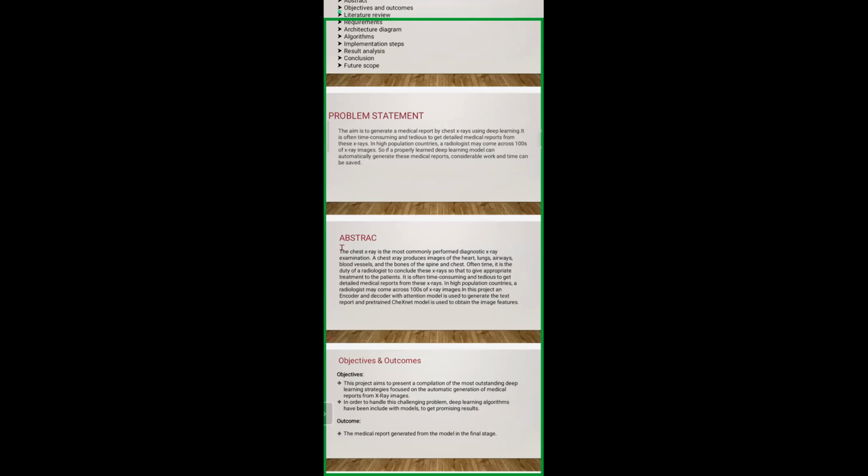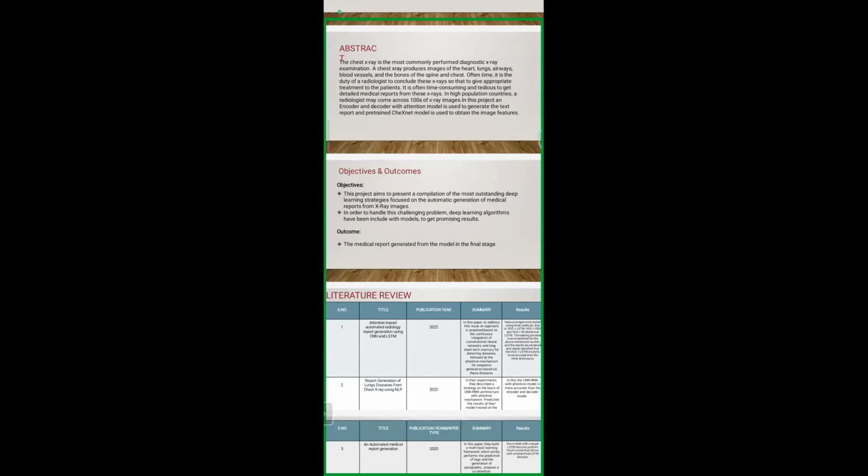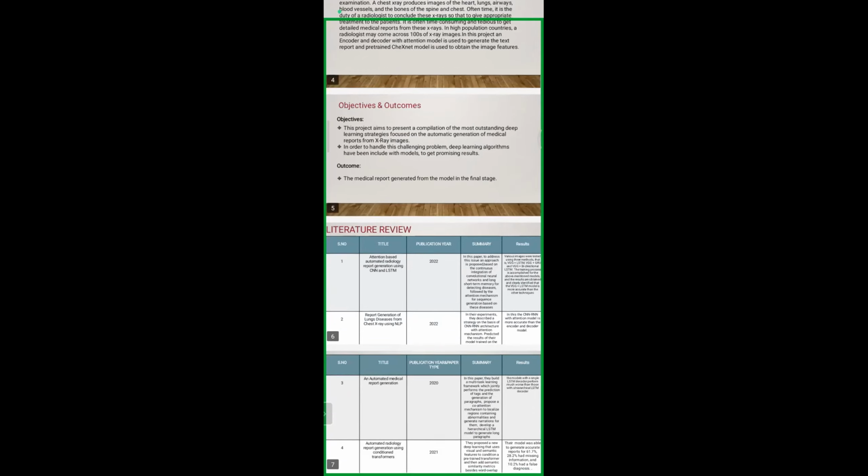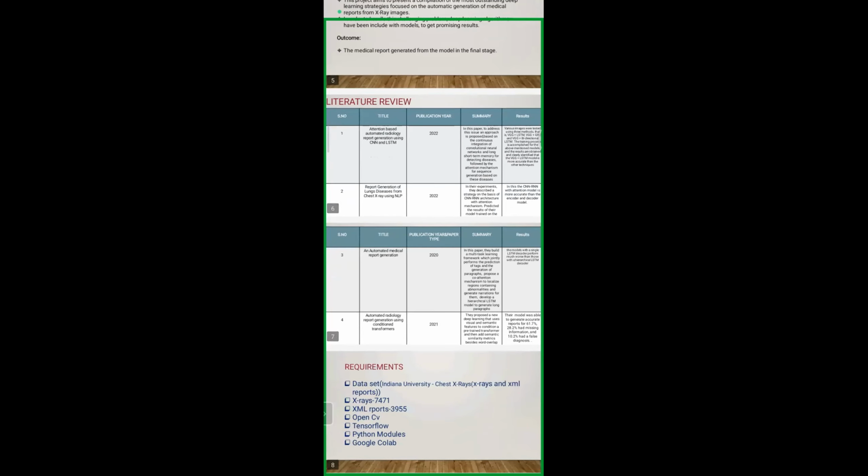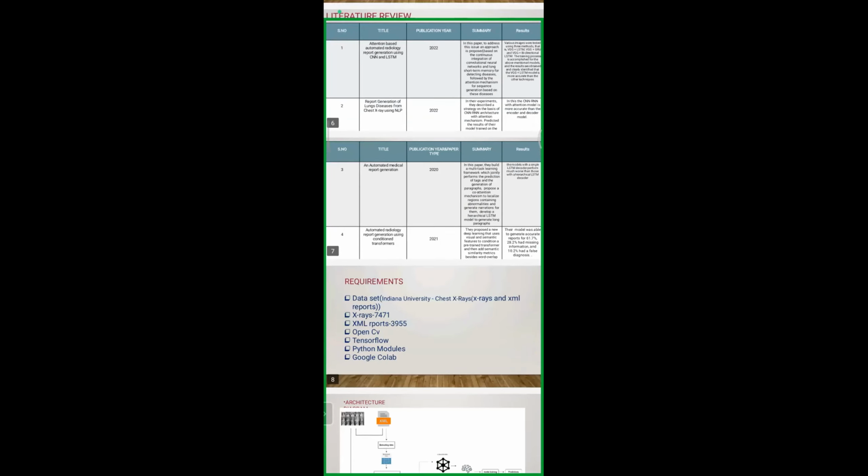We have done the project, and the objective of the project is a compilation of the most outstanding deep learning strategies for automatic report generation. Deep learning algorithms have been included with the models to get results. This is the literature survey we made on this paper, sir. This is the architecture diagram.